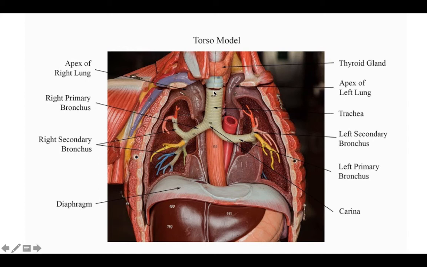And then you can see as the trachea comes down, it's going to end in what we call the carina. The carina is the fork in the road here. So that's where we're going to fork into the bronchial tree. And that first part of the fork is going to be called the right and left primary bronchus.